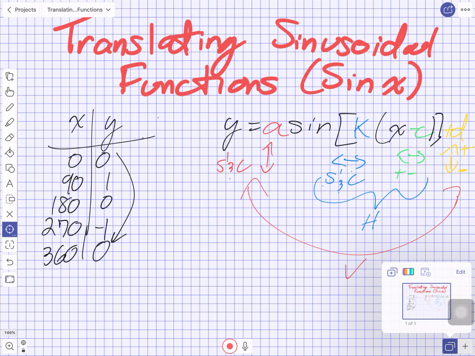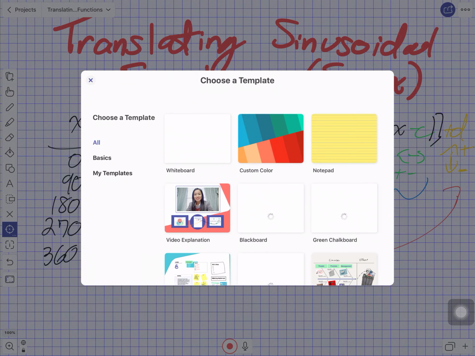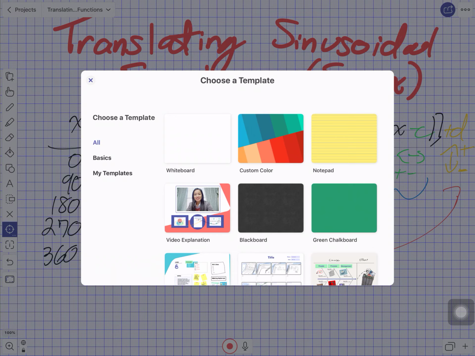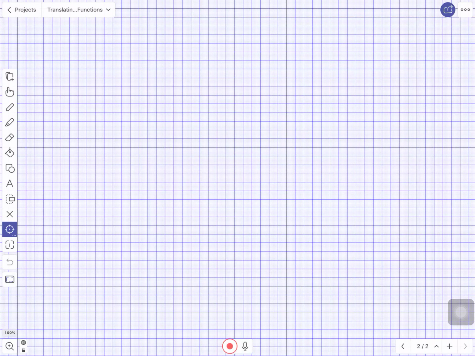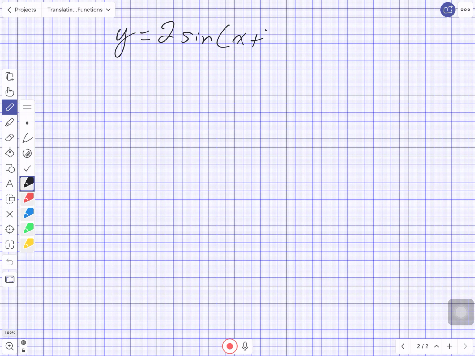So what I'll do is I'll just build another page real quick. Just go plus. That's what I wanted. So great. We've defined some of the things. So we've been given this equation: y is equal to 2 sine x plus 30. Did we say plus 30? I think we did. Plus 5? Is that what we did? Oh, good memory on you. Great.